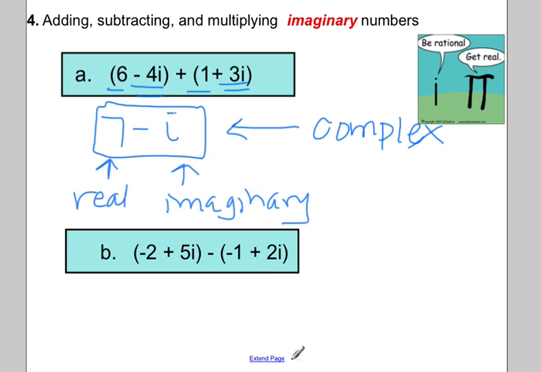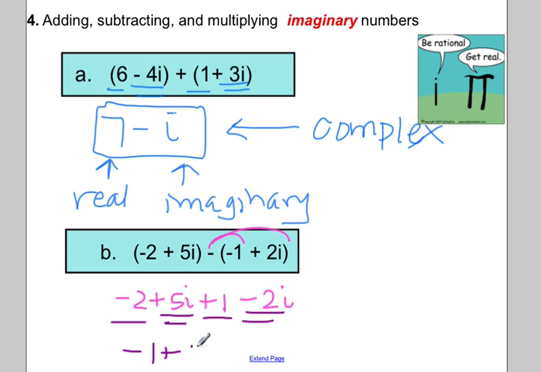Okay. B, a little different, we're subtracting. So my recommendation, distribute that negative. So negative times negative is plus 1. Negative times positive is minus 2i. Then we're going to combine like terms. Negative 2 plus 1 is negative 1. 5 minus 2 is a positive 3i. There is my answer for 4B.